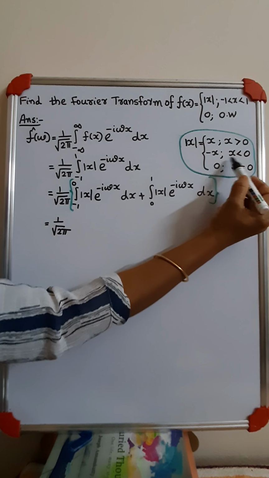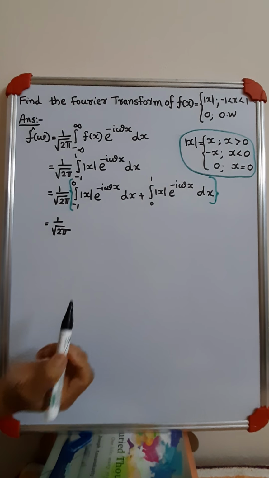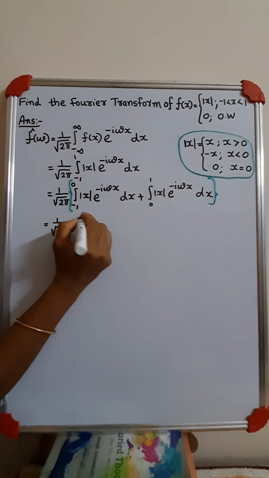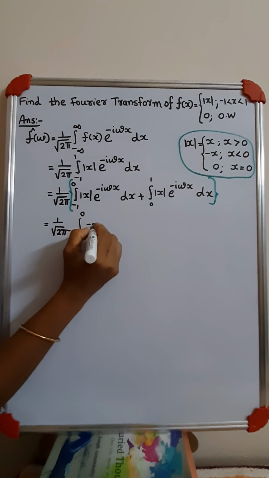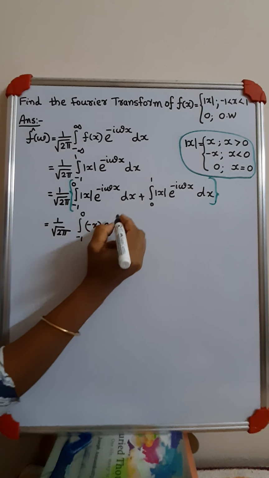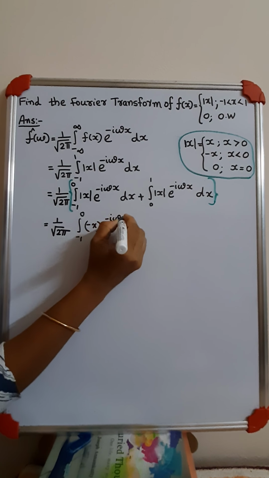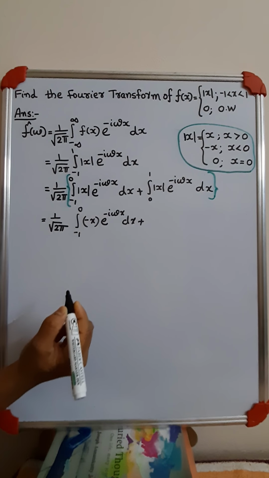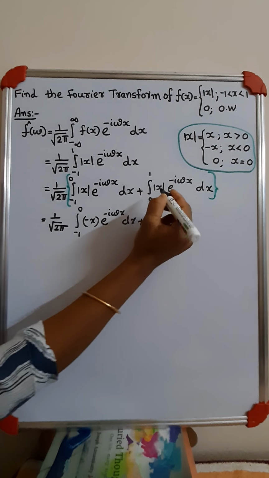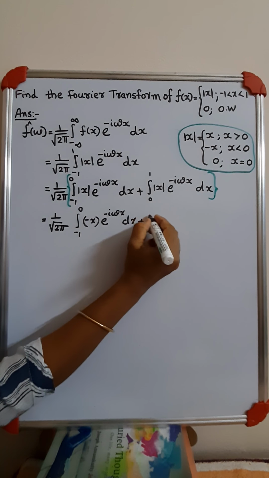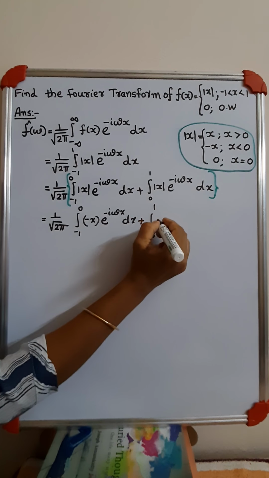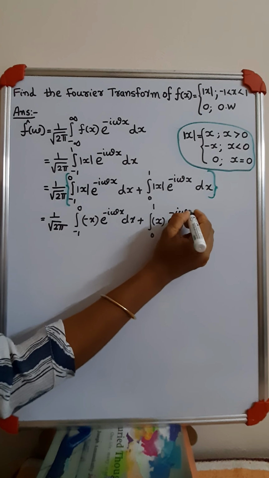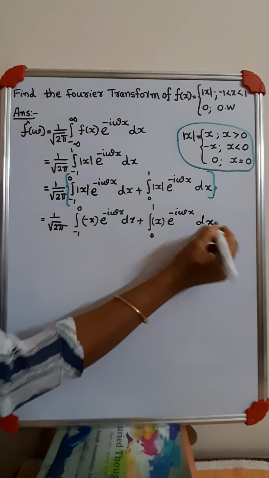For negative values of x, what is |x|? |x| is -x. So we have to write integral -1 to 0, |x| is -x, into e^(-iωx) dx, plus integral 0 to 1, which is the positive side of x. So |x| becomes x itself: integral 0 to 1 x e^(-iωx) dx.